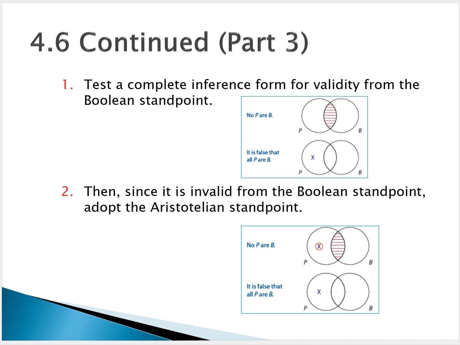So when you test a complete inference form for validity from the Boolean standpoint, here's an example. And then, since it is invalid, you're going to have to adopt your Aristotle standpoint, and this would be your Venn diagrams. Notice the difference, right? They're the same, except in this one, there are some P that exist.